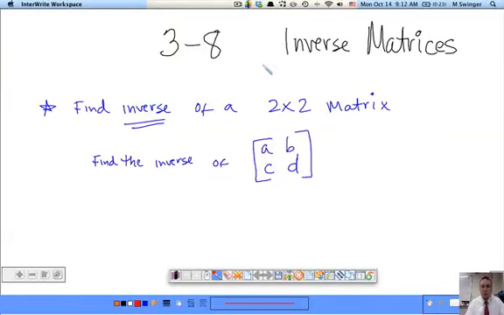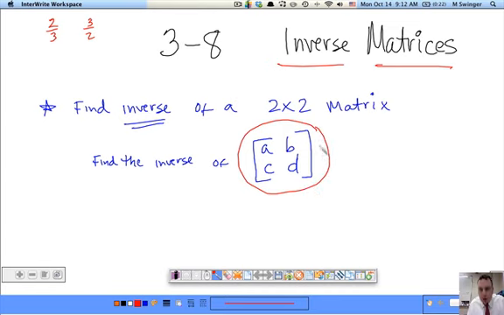Alright, one quick concept I want to do from section 3.8 is be able to find an inverse matrix. It's kind of like, what's the inverse of 2/3? What's the inverse of that? 3/2. That's the multiplicative inverse. This is kind of the same idea. Here's a number, or here's a matrix, right? I want you to find the inverse of this matrix.